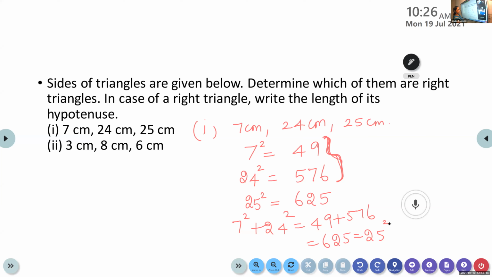Okay? Therefore, is it a right angle triangle or not? Is it a right angle triangle, Aditya? Yes, ma'am. And which is the hypotenuse? 25. Very good. The longest side is the hypotenuse. Therefore, we can conclude that it is a right angle triangle and 25 is the hypotenuse. It is the longest side and it is the hypotenuse.